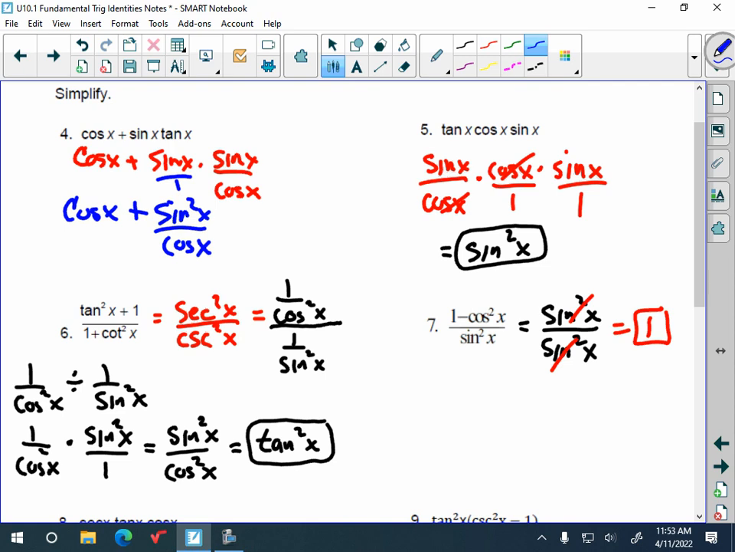Now cosine x, I'm just going to write it as a fraction so you can see. I'm adding two fractions, and when we add or subtract fractions, you have to have a common denominator. The lowest common denominator between 1 and cosine x would be cosine x. So I need to turn this into a cosine x so I can combine these two fractions. To do that, I multiply the bottom by cosine x, which means I also have to multiply the top, because whenever you do the bottom, you have to do the top. So I'm going to multiply top and bottom by cosine x.